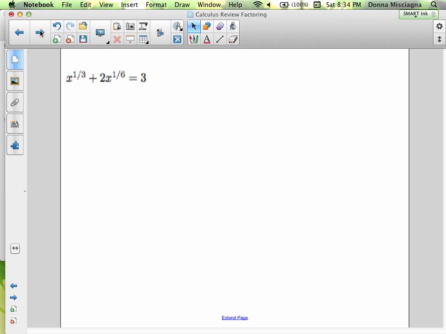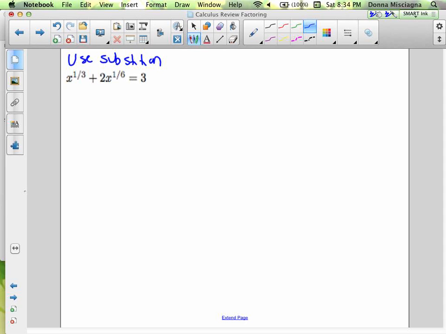All right, what do you think this one might be? Could it be substitution? Let's first rewrite it. Move the 3 over. So we have x to the 1/3 plus 2x to the 1/6 minus 3 equals 0. And then 1/6 times 2 is 1/3. So substitution will work here.